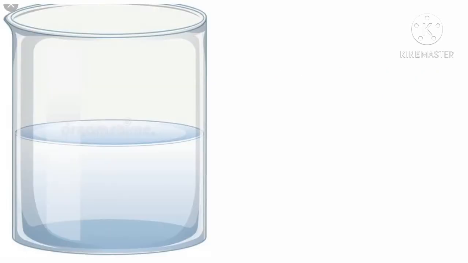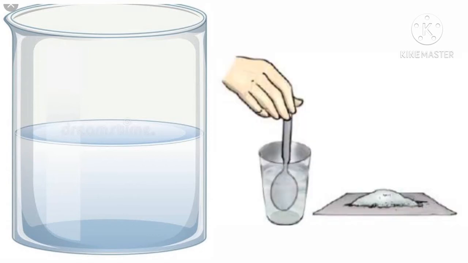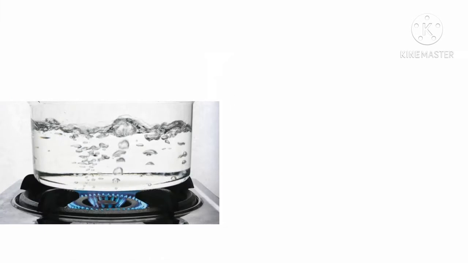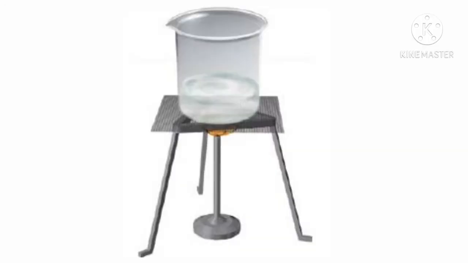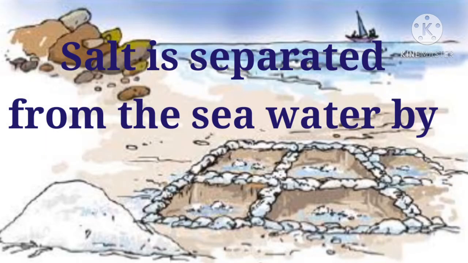Children, take a beaker of water and add 2 spoons of salt to it and stir it well. Heat the beaker containing salt water till all the water evaporates. Now, see what is left behind. It is salt. So, salt is separated by evaporation method. Children, salt is separated from the seawater by this method.